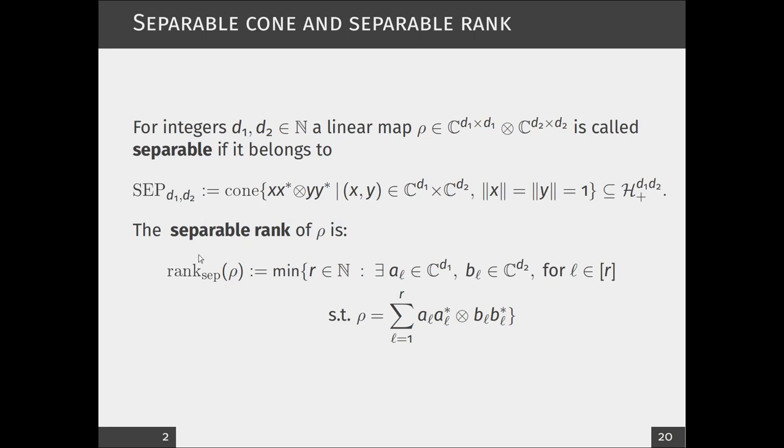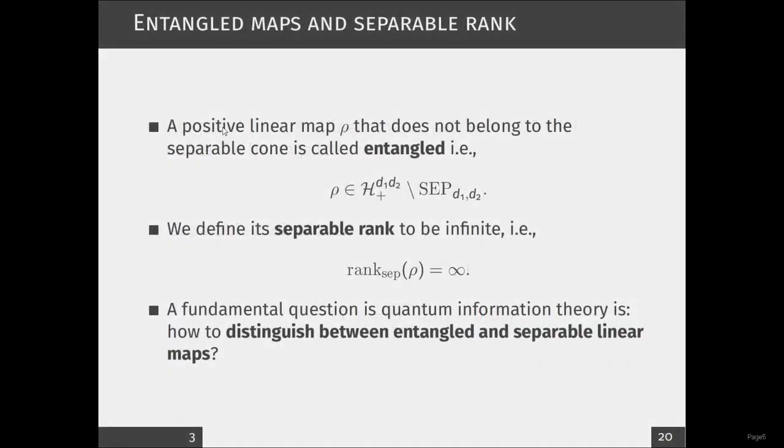And for a row that comes from this cone sep, we can associate a sep rank, which is a combinatorial parameter, which is defined to be the minimal R, such that row can be expressed as this combination of R many factors of this special tensor product form, as you can see, similarity with the sep cone. On the flip side, if we have a positive linear map row that does not belong to the separable cone, it's called entangled. So it's Hermitian PSD, correct size, but it's not separable. In this case, we set its separable rank to be infinite.